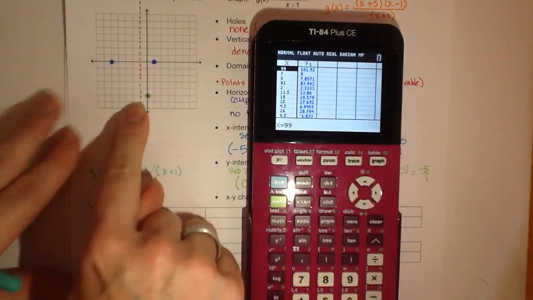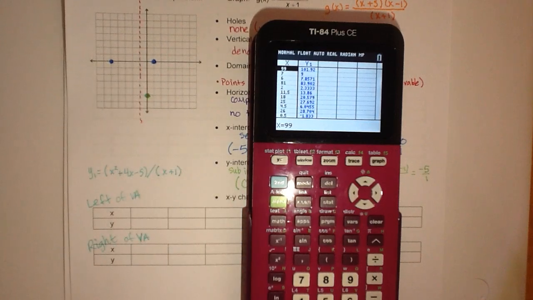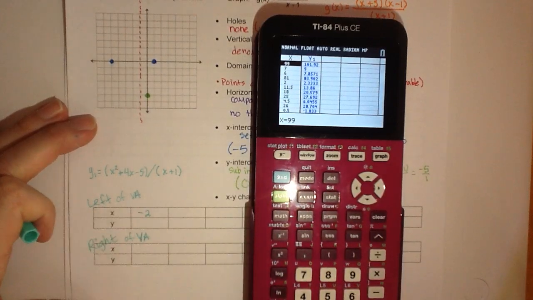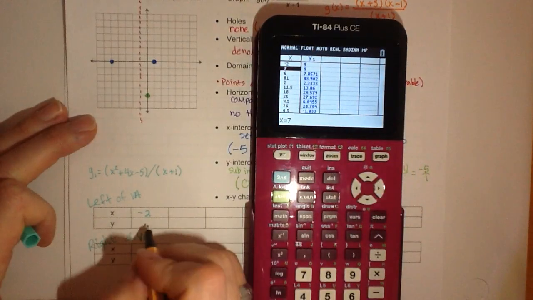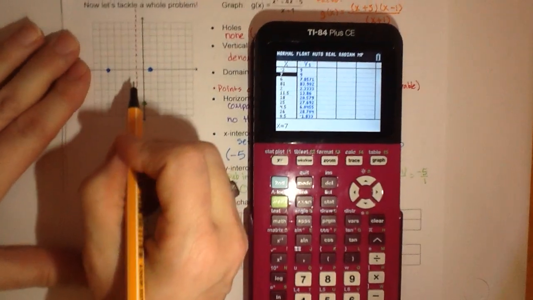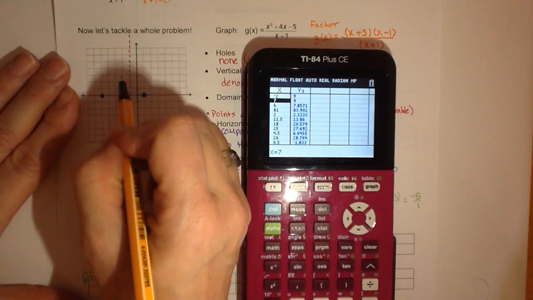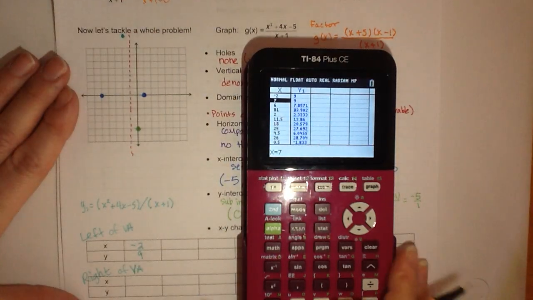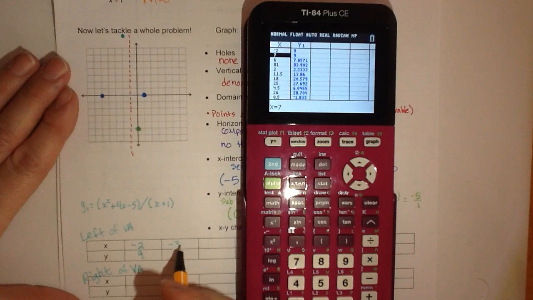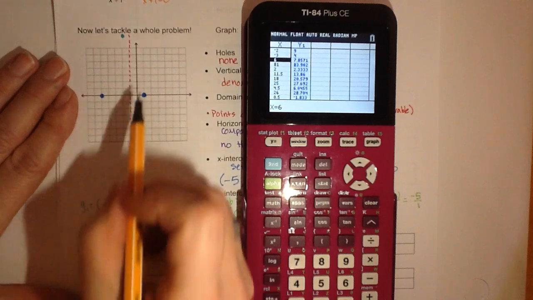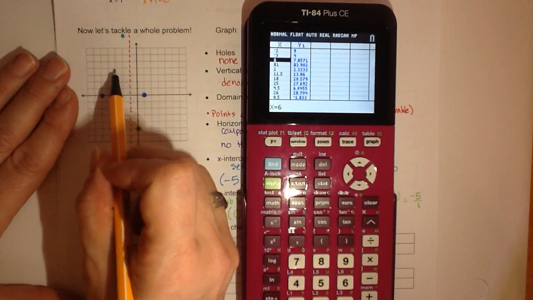Just type in a number and it'll work for you. So I'm going to choose some x values that are on the left-hand side of x equals -1. So maybe I want to choose -2. So I'll type in -2, enter, and that gives me a y value of 9. So that's an ordered pair I can put on my graph at -2, 9. I went off the chart a little bit. And then I could choose maybe -3. -3 gives 4. So -3, 4.